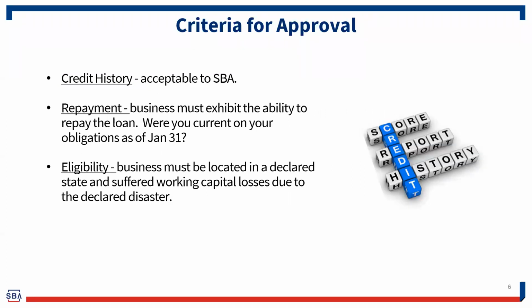How do you get approved? Well, there's three main things we're going to look at. First important concept is we define the beginning of the COVID-19 disaster as being January 31st. So ask yourself, if in January, let's say the last week of January, you went and sat down with a banker to borrow money for something, would he or she have said yes? If so, you're in good shape.